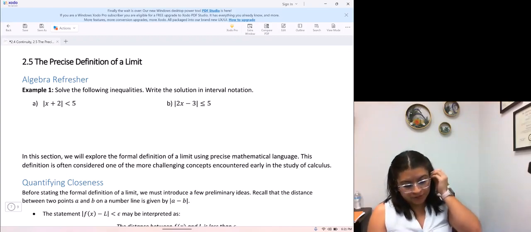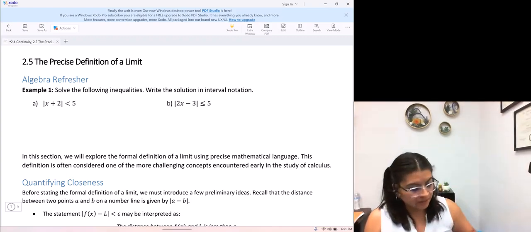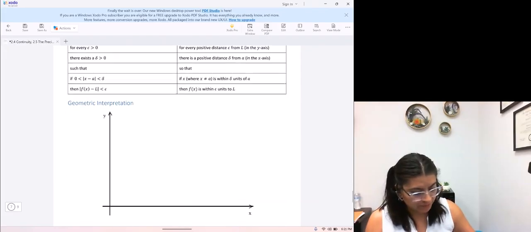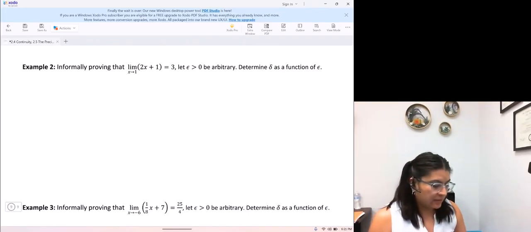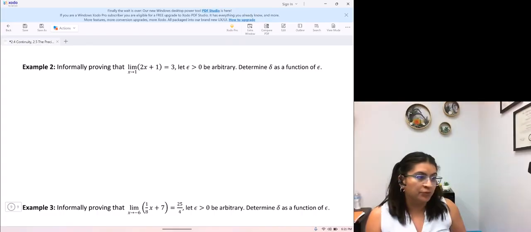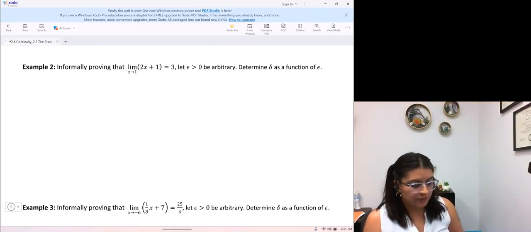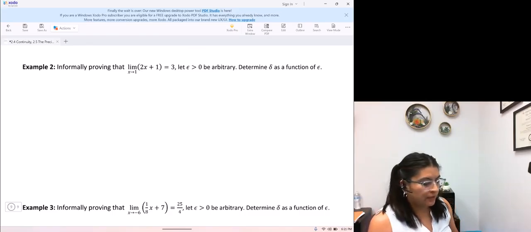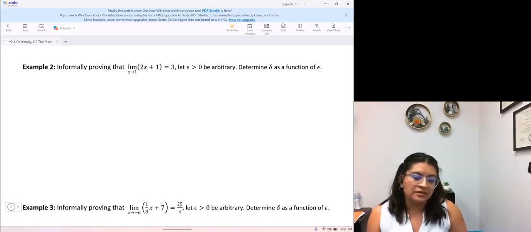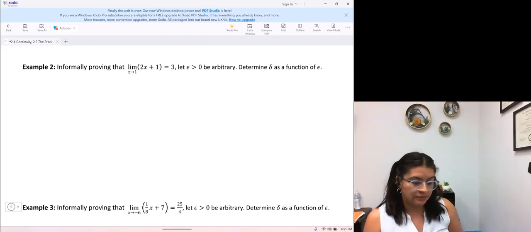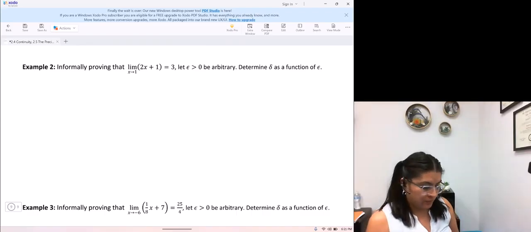For section 2.5, the precise definition of a limit, we have some examples over here. So this one is asking to prove that the limit of 2x plus 1 as x approaches 1 equals 3. Let epsilon be greater than 0, be arbitrary, determine delta as a function of epsilon. So this is what we're going to be doing.